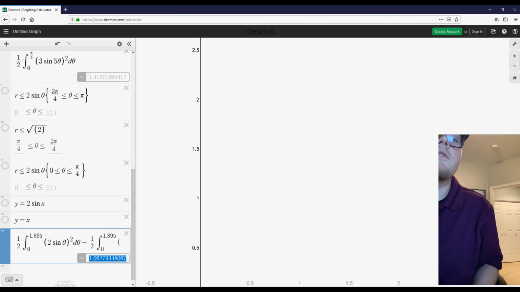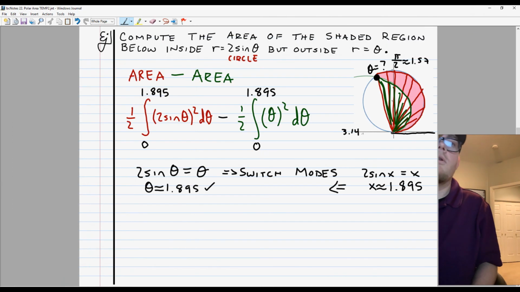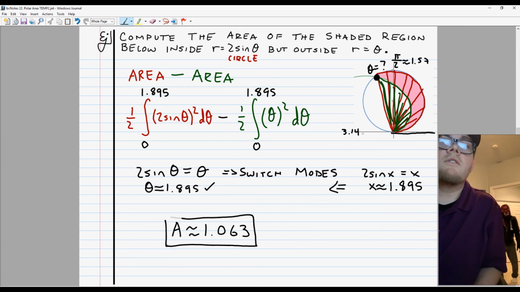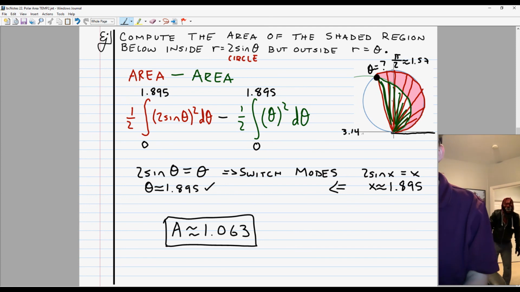I've got 1.0627, which means it looks like my area in this region is approximately 1.063. So that seems like a reasonable answer. It also matches exactly what I had in my notes. So this feels like a pretty good strategy.